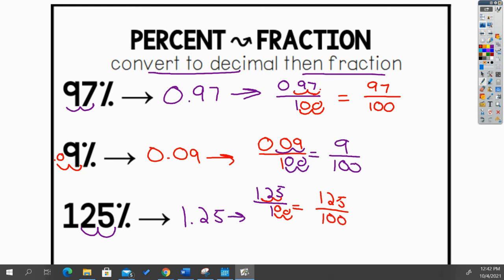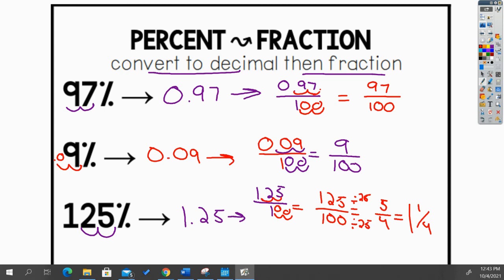Now, this problem can be simplified. 25 goes into both of these numbers. So you got to simplify if you can. If I could divide the top and bottom by 25, I could turn this into 5 over 4, which also simplifies to 1 and 1/4.